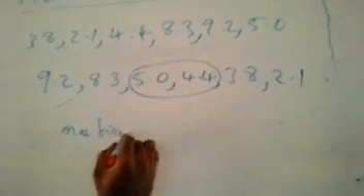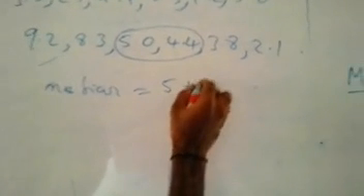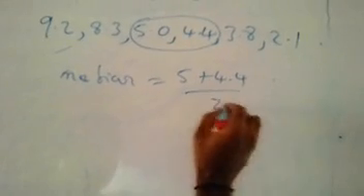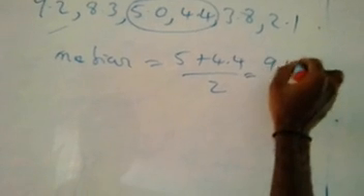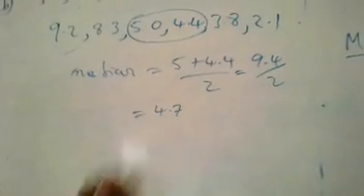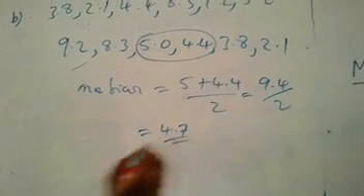The median is equal to 5 plus 4.4 all over 2. And when you add this together, you will have 9.4 divided by 2. 9.4 divided by 2 will give us 4.7. So this is the median.